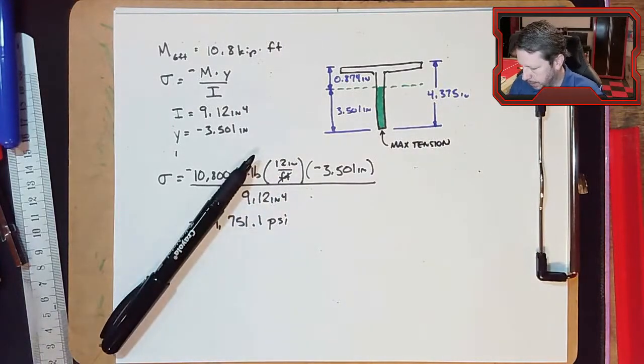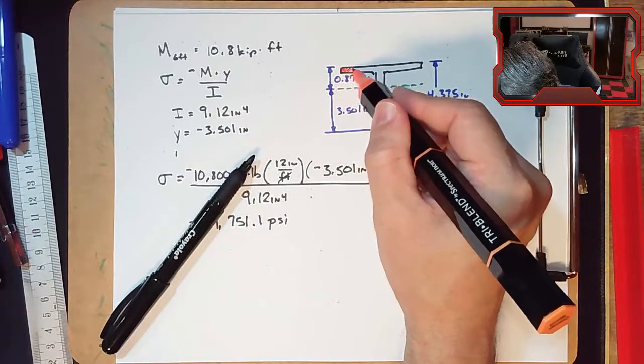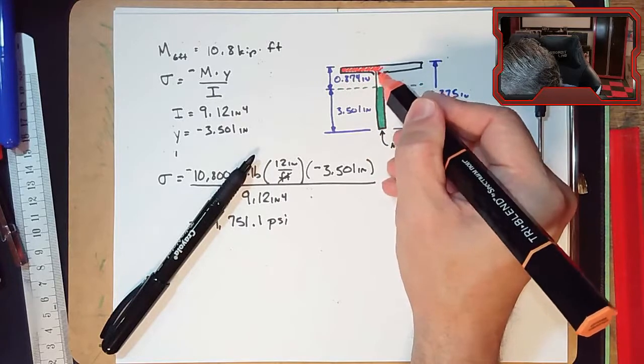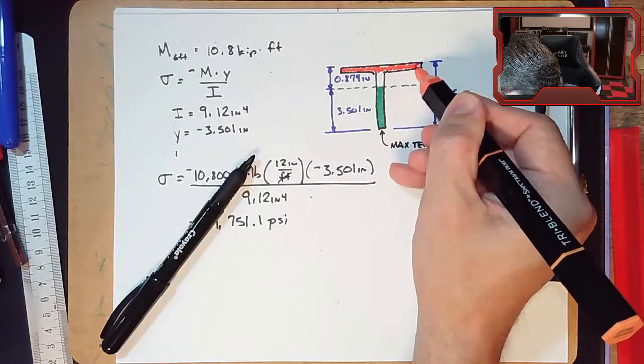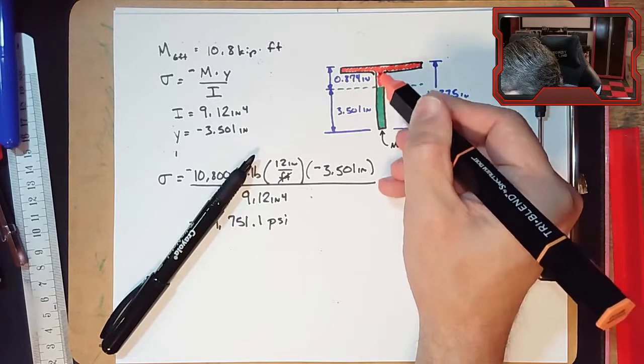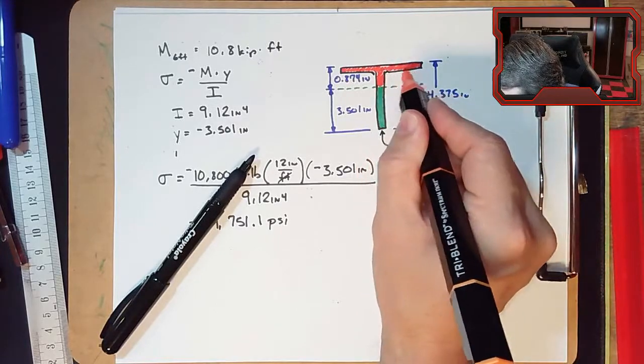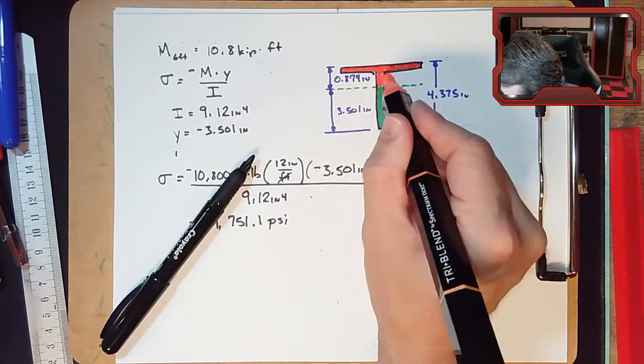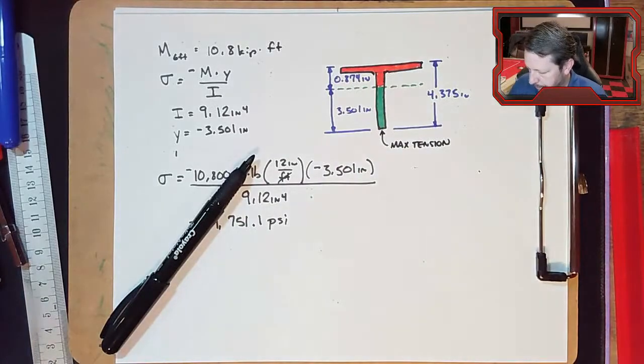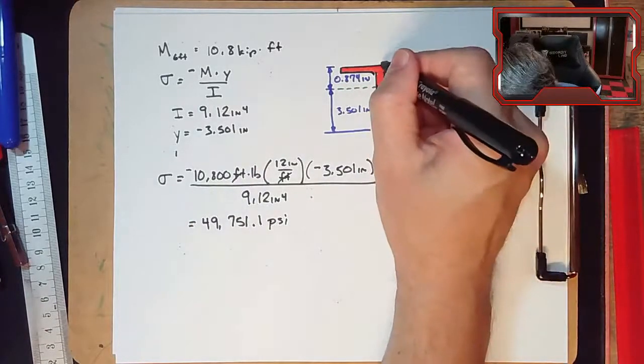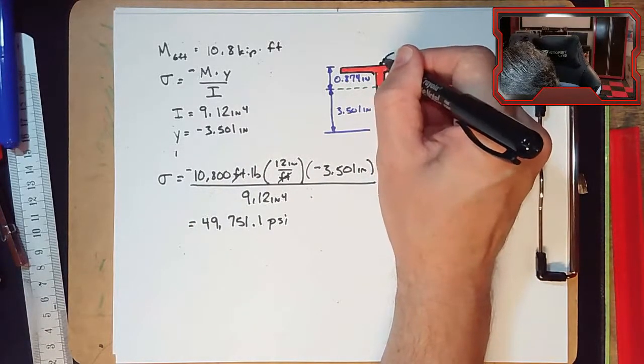The top of the beam, or anything above the neutral axis, that's all in compression. So all of this part is compression. And if you want the maximum compression, it's going to be on the very top of this thing.